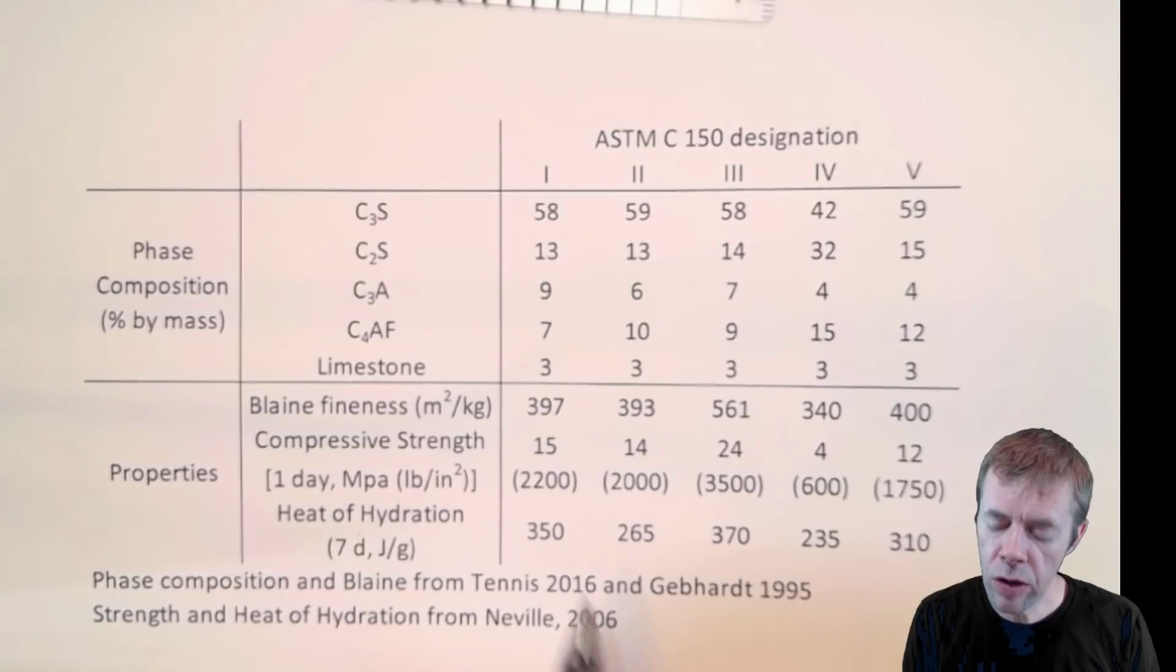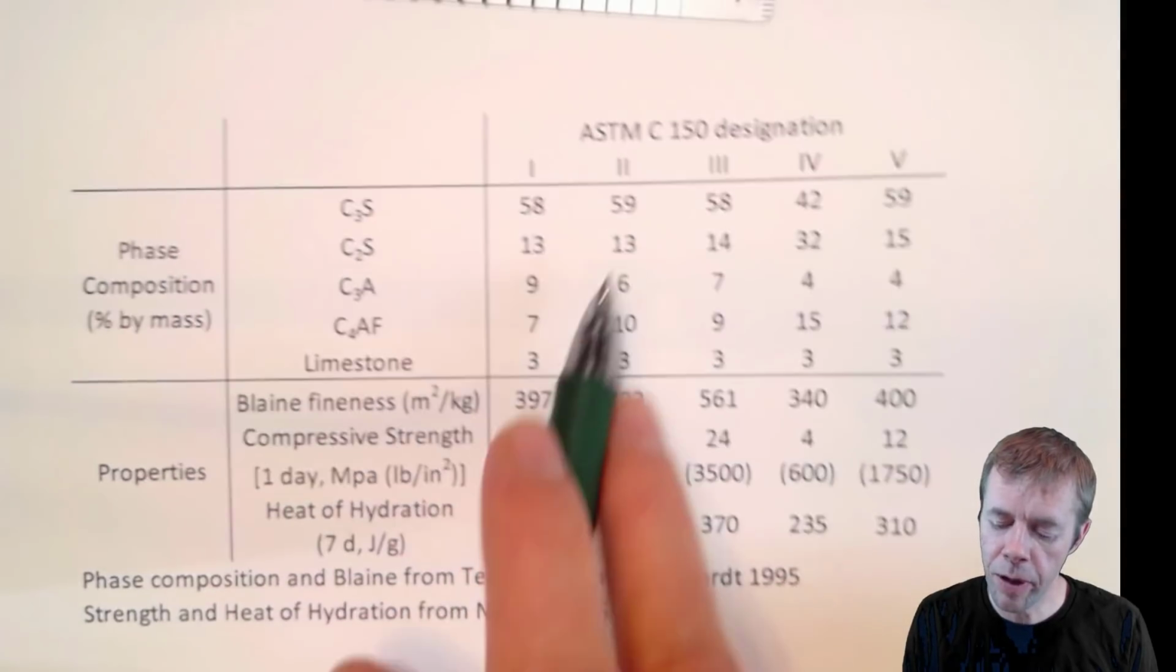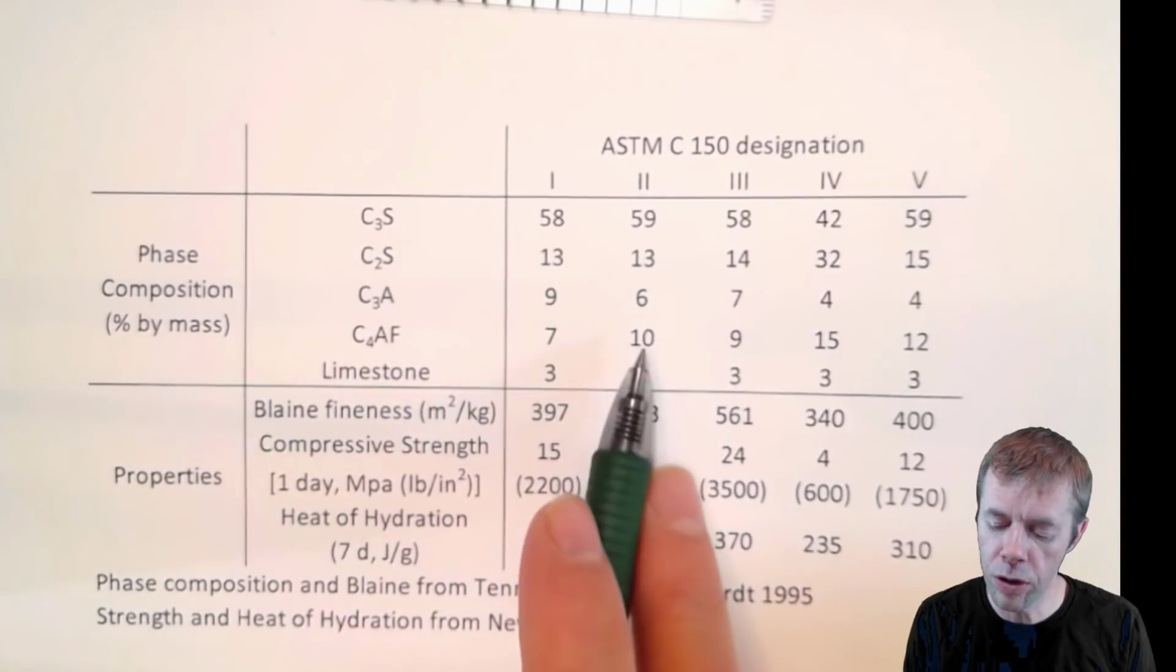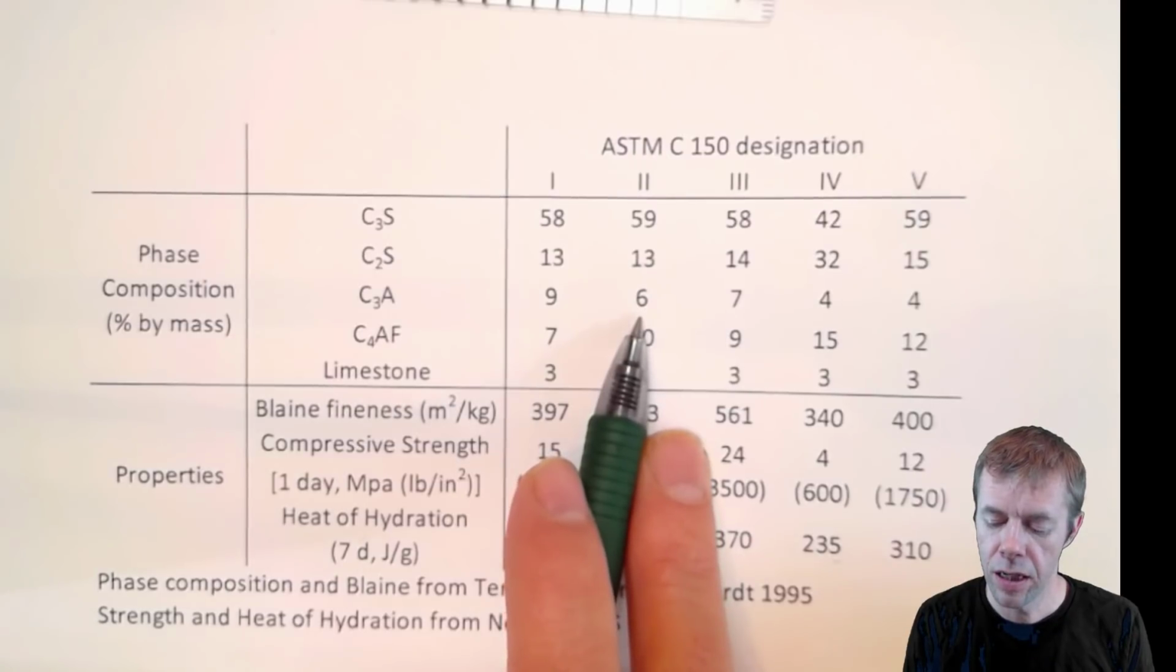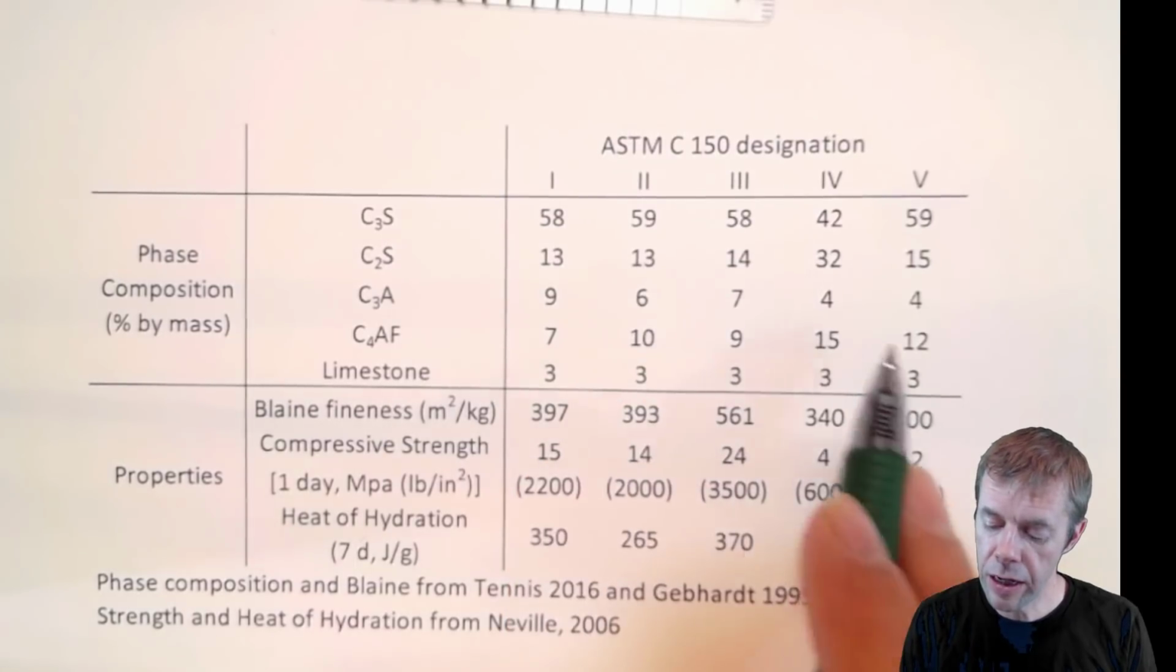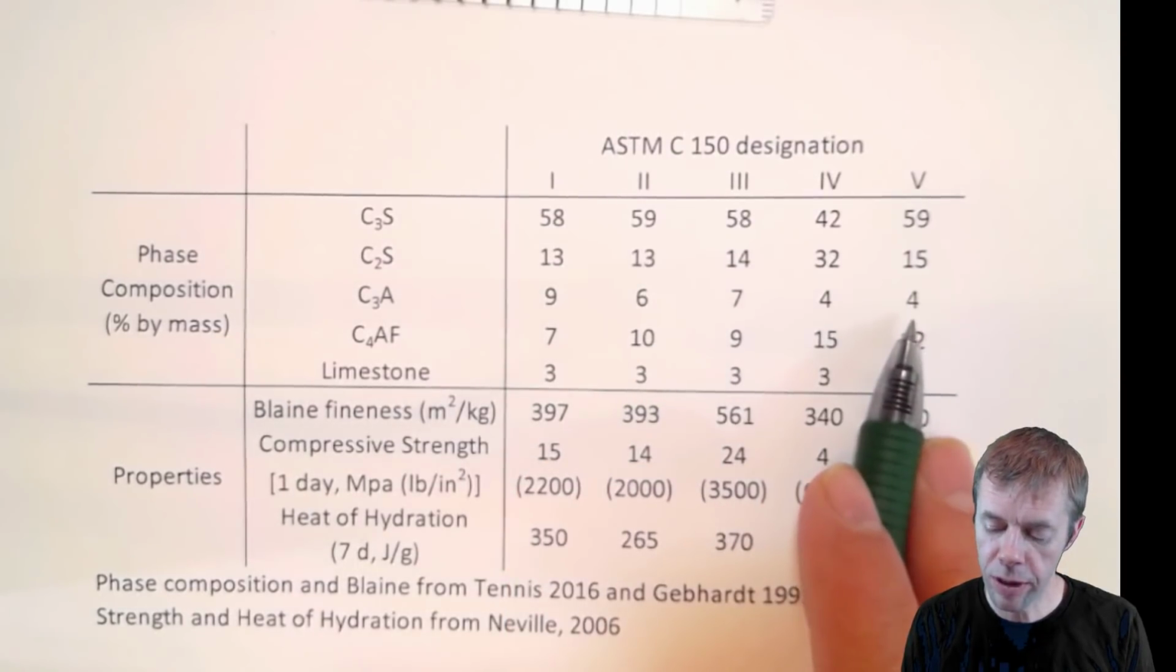So if you look at these actual compositions, we talked about type 2 cement, and the goal was to have a C3A content less than 8%. And look, on average, it's 6. That's pretty cool. And then here's a type 5. And on average, they want it to be less than 5%. And it's 4. It's right at the line, but that's okay.